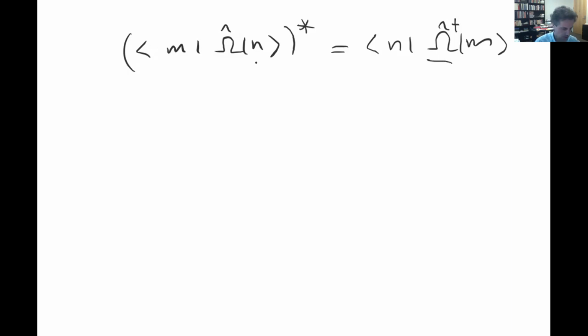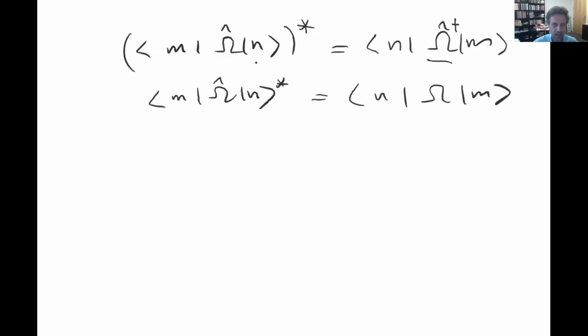Okay, so now if the following situation arises, I'm going to write this one more time, take the complex conjugate, and what I get is the following. Basically the dagger symbol is not here. That means that for this particular operator, if this is true, the Hermitian conjugate of this operator is the same as the operator itself, following this definition.